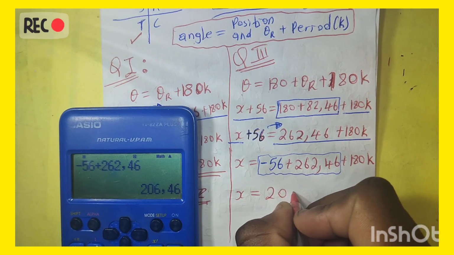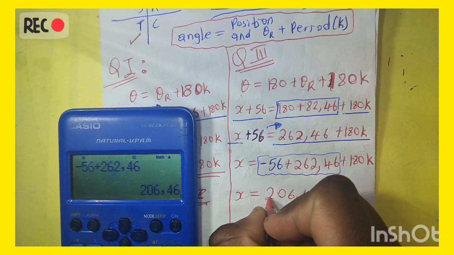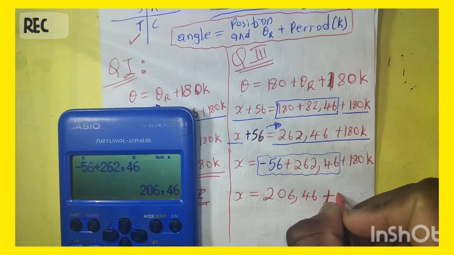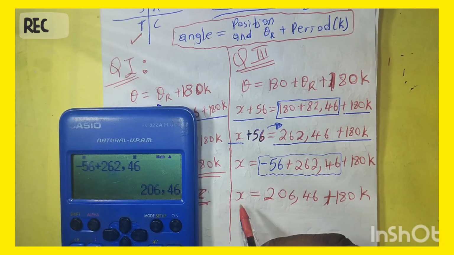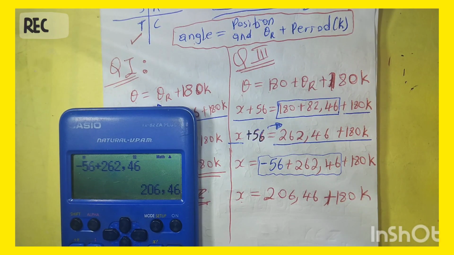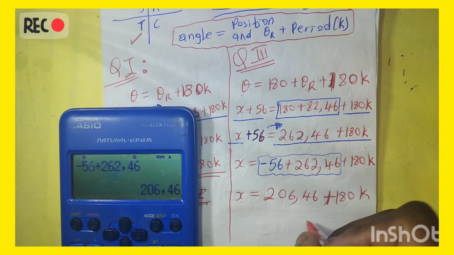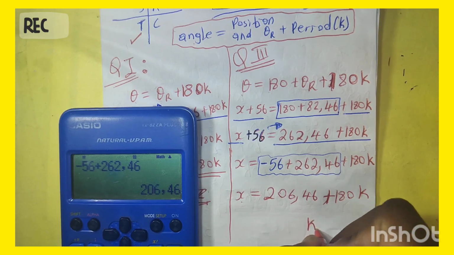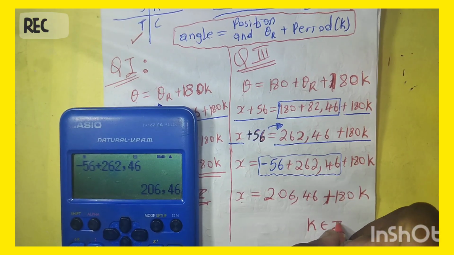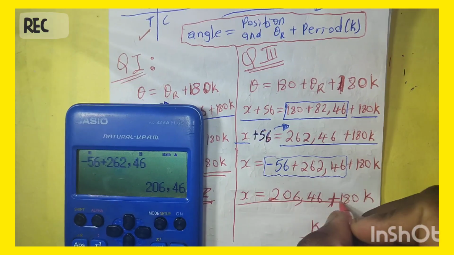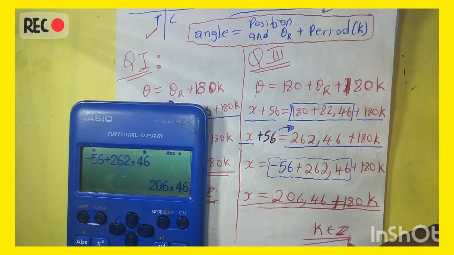That's 260,46. And say plus 180k. Our x is representing the answer, is representing the equation, meaning now you can say k is the element of all integers there. Just like this. That's the final answer, guys.